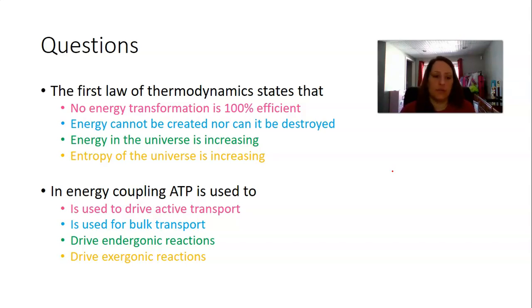All right, next question. In energy coupling, is ATP used to drive active transport? Is it used to drive bulk transport? Or green, is it used to drive endergonic reactions? Or yellow, is it used to drive exergonic reactions? So which one of these describes energy coupling?